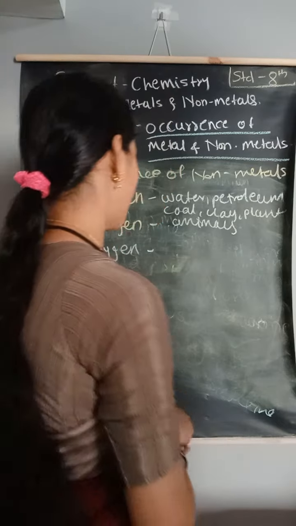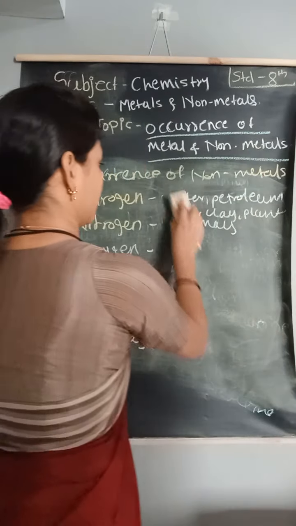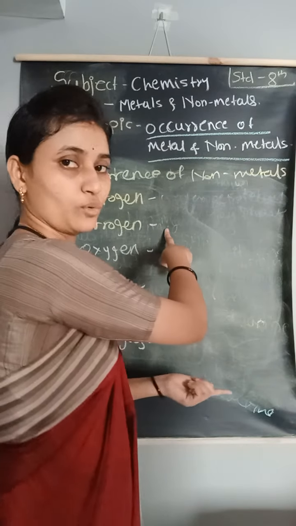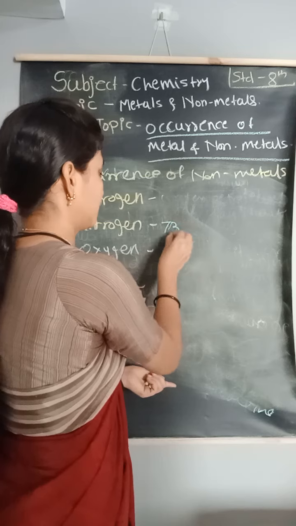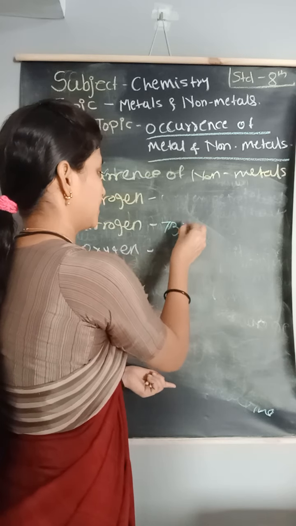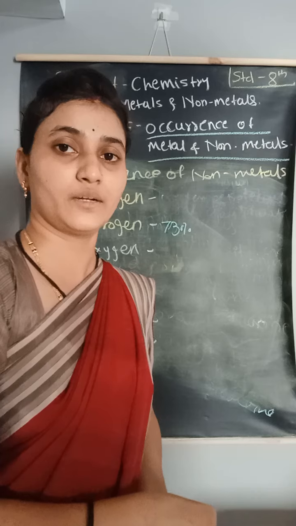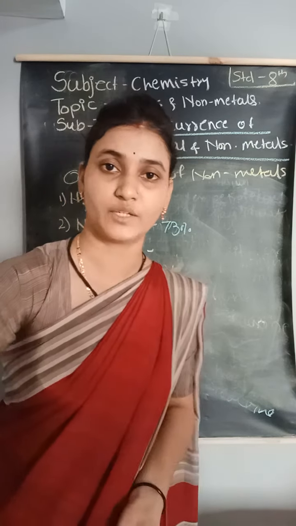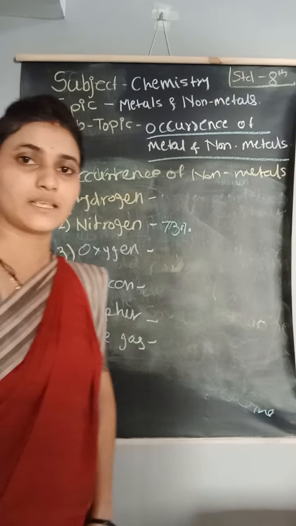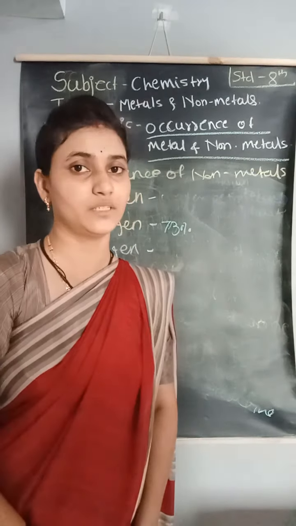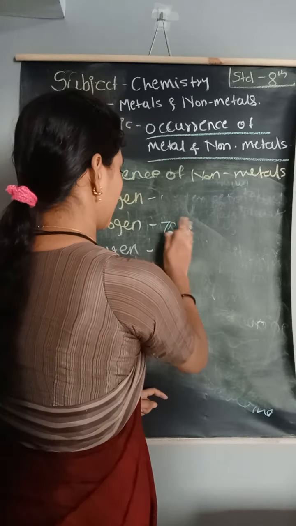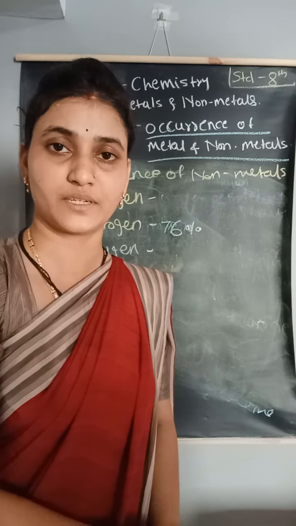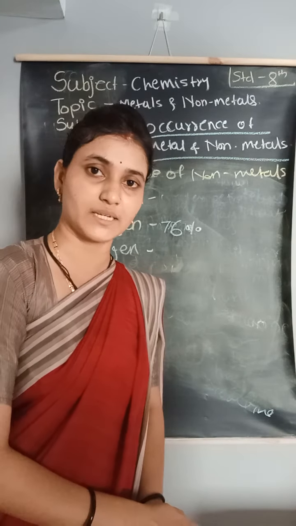Next one is nitrogen. About 76% of the atmosphere, the air, is nitrogen. As I say, nitrogen is available in the free state. It is also present in the combined state.